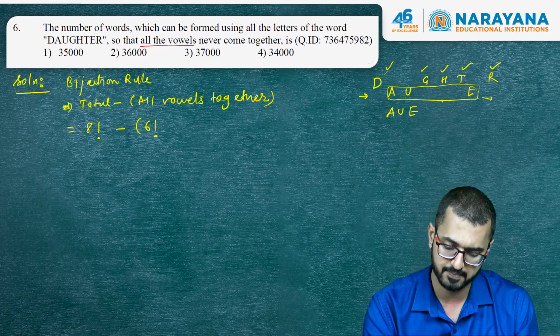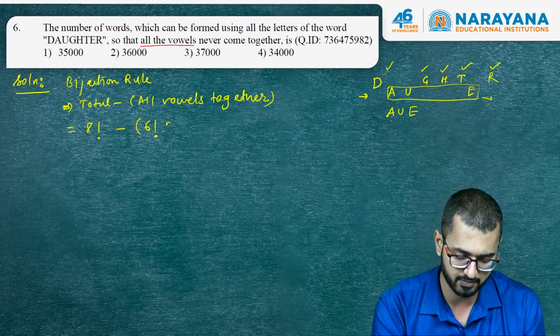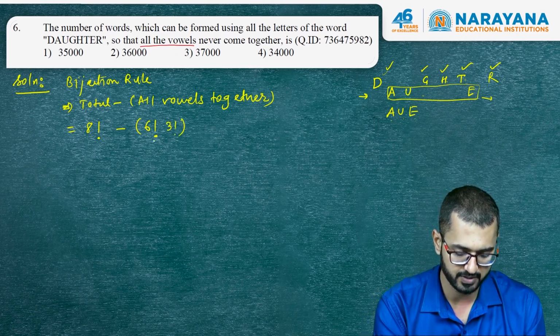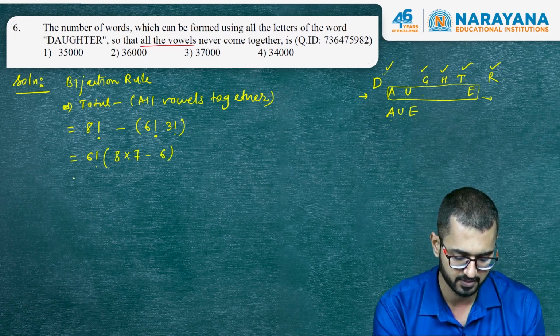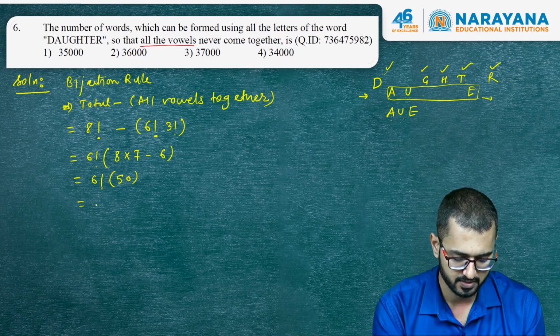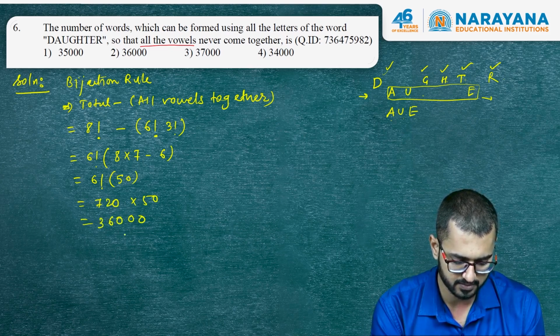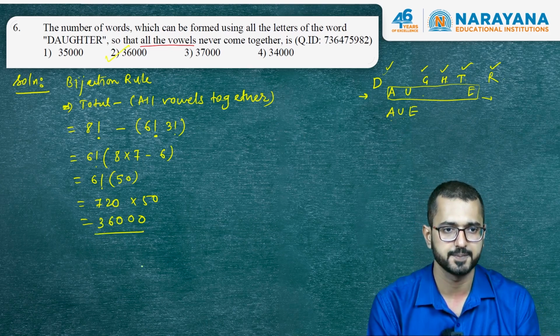And now the thing is, A, U, E can also interchange among themselves. So it will be again 3 factorial. So now 8 factorial minus this thing. So we'll take 6 factorial common. So I'll be having here 8 into 7 minus this is what, again 6. So this will be 6 factorial into 50. So 6 factorial is 720 into 50. So we have here 0 0 and then 72 into 5, that is 36. So 36,000 should be the answer, and that makes our option 2 correct.